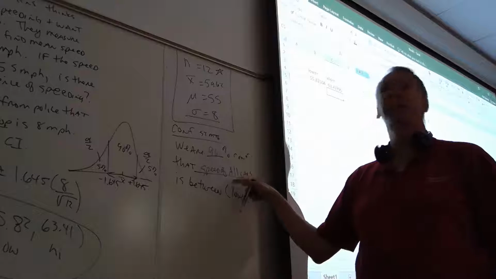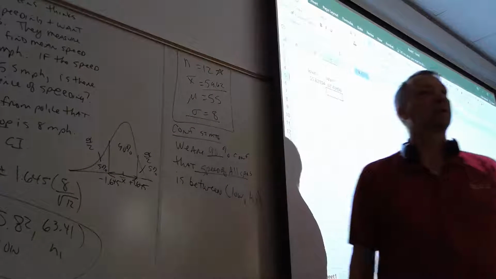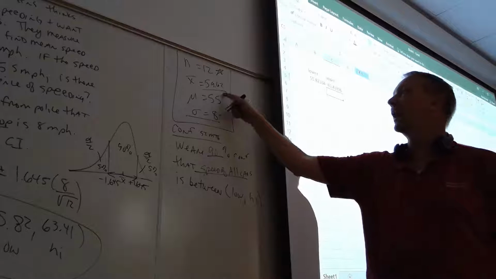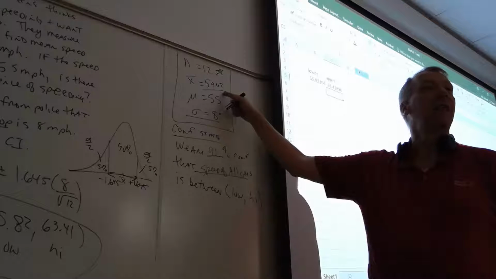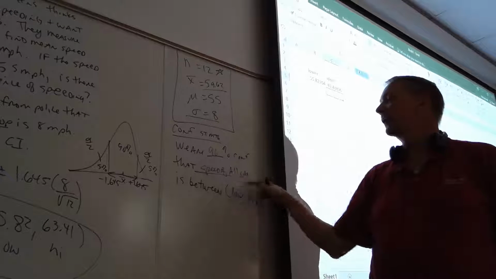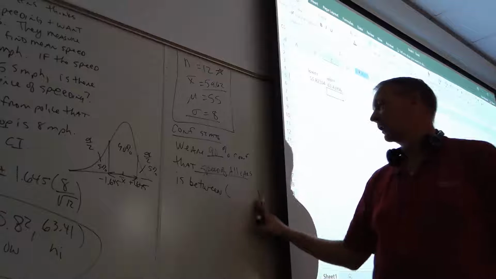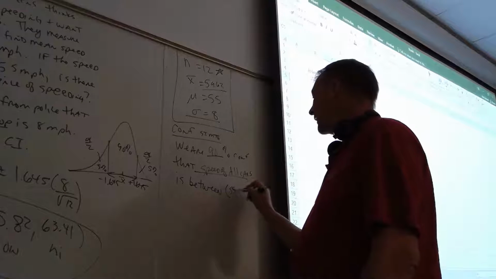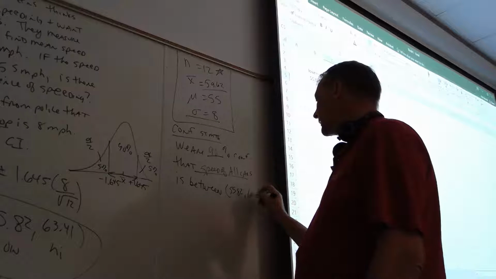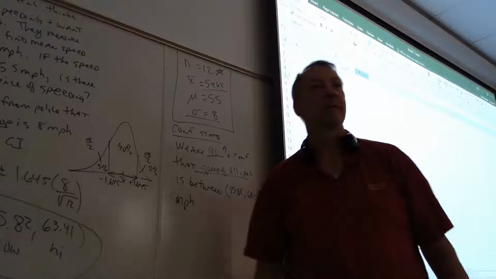So don't say just the 12 cars. The 12 cars are going 59.62, we know that. We don't have any question about that. The question is, how fast are all cars going? So we're 90% confident that the speed of all cars is between 55.82 and 63.41 miles per hour.